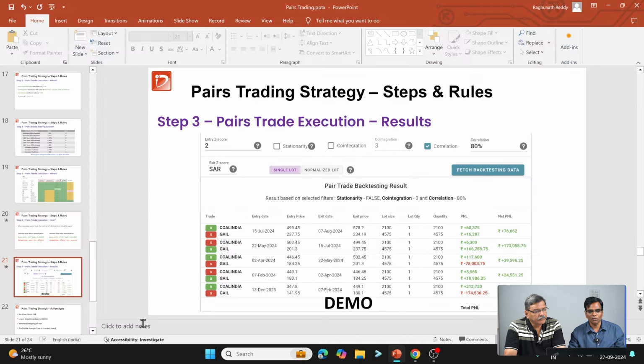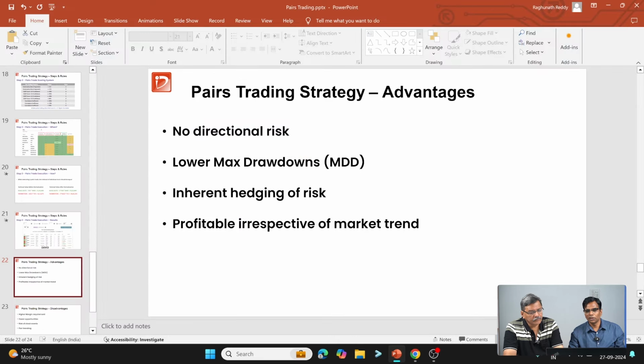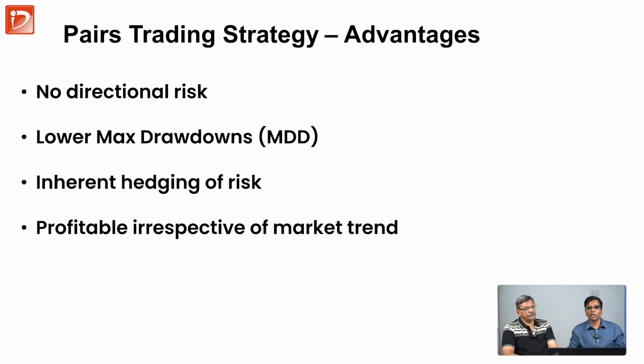And finally, we also have to look at what the advantages and disadvantages are. So the advantage is that there is no directional risk. Either it goes up or down, it doesn't matter. Lower max drawdowns, because they are inherently hedged. So because of that inherent hedging of risk, you'll have low max drawdowns and be profitable irrespective of market direction. So it doesn't matter whether the market is up or down, it will work.